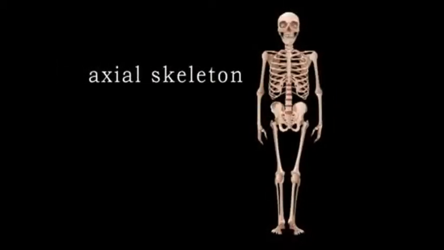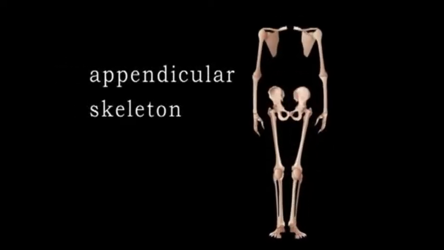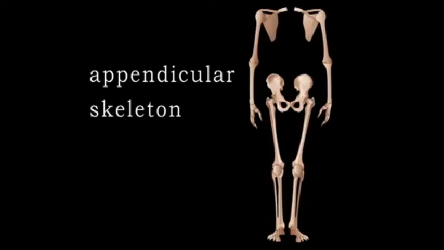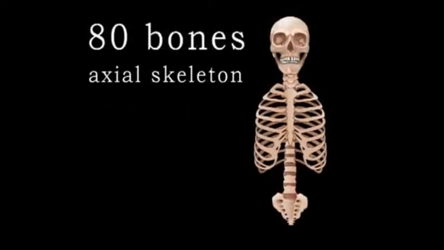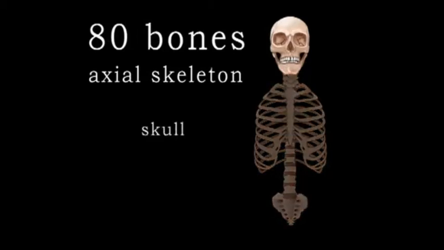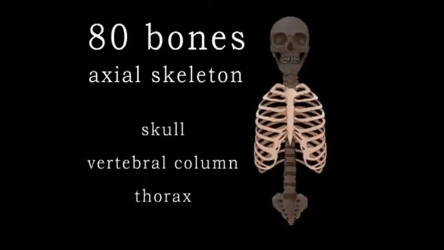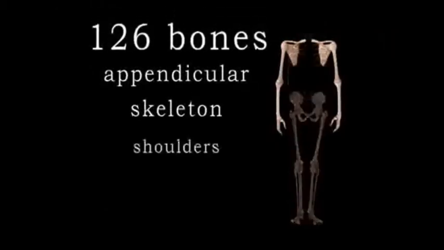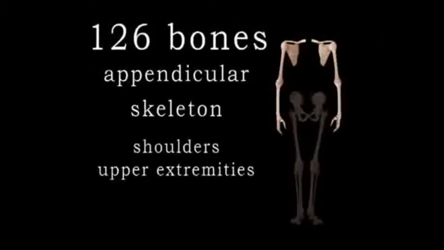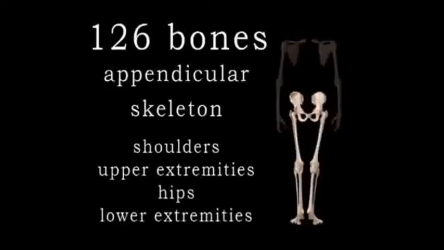The skeletal system is divided into 2 divisions: the axial skeleton, which consists of bones that form the longitudinal axis of the body, and the appendicular skeleton, which consists of bones that are appended to the axial skeleton. The axial skeleton includes 80 bones comprising the skull, vertebral column, and thorax. The appendicular skeleton consists of the bones of the shoulders, upper extremities, hips, and lower extremities.